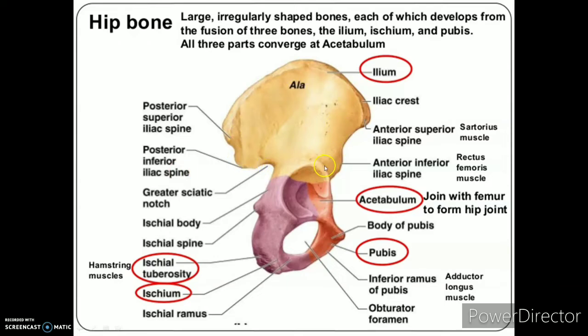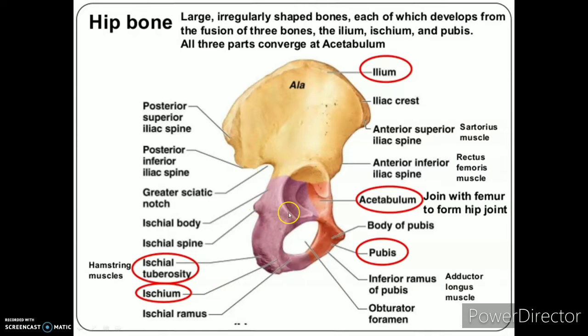Now coming to the ischium, the purple colored part of the hip bone. Here you can find the ischial body. Here also you can find one protruded area, which is known as the ischial spine. This rough area is known as the ischial tuberosity. And very importantly, between the ischial spine and the posterior inferior spine, you can find one curve-like structure which is known as the greater sciatic notch.